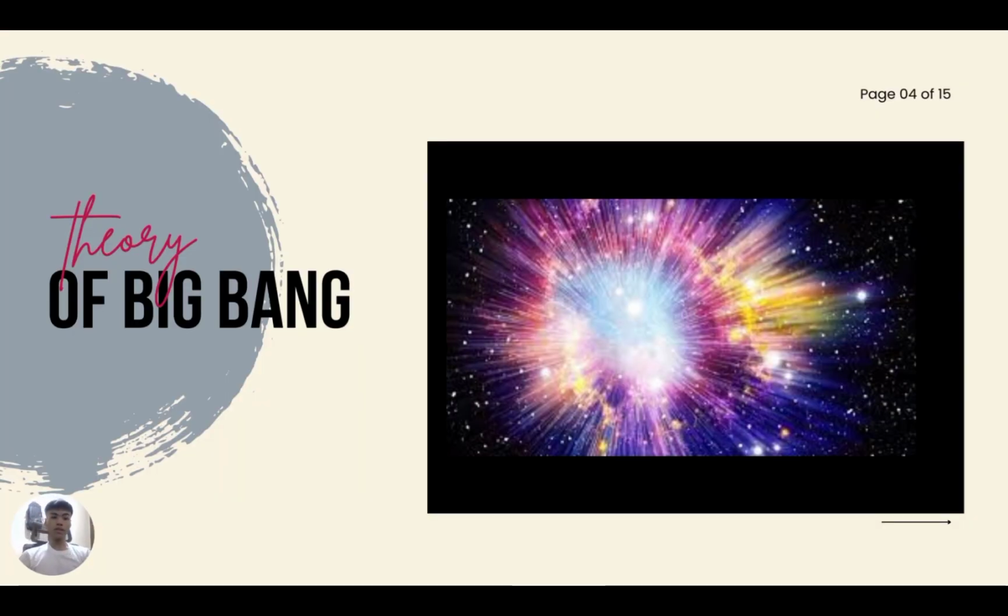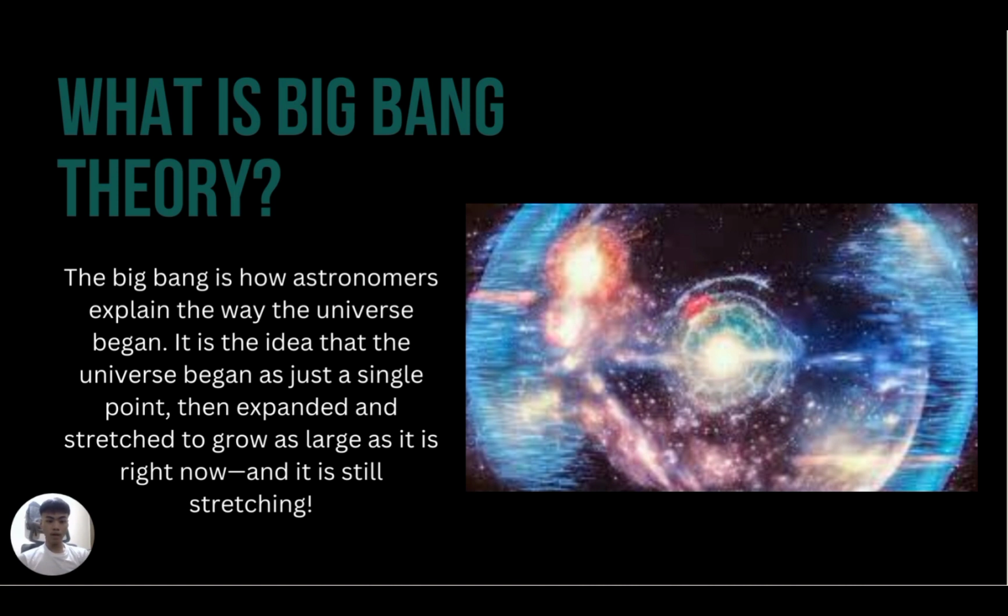Okay, the next theory is the Big Bang. The Big Bang is how astronomers explain the way the universe began. It is the idea that the universe began as just a single point, then expanded and stretched to grow as large as it is right now, and it is still stretching. The Big Bang theory explains how the cosmos expanded from a highly dense and hot starting condition. It is the most popular cosmological theory that describes how the universe has changed over time, from the earliest known eras to its later large-scale shape. In short, the Big Bang theory proposes that the universe's present and past matter both originated at the same moment around 13.8 billion years ago.